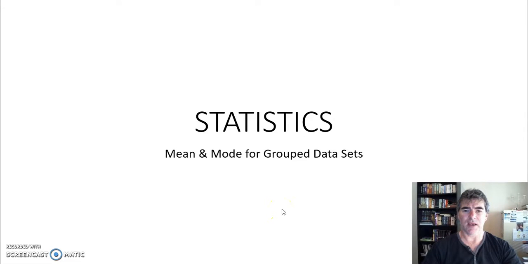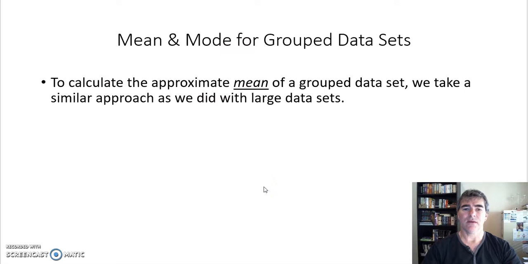In this lesson, we're going to again concentrate on group data sets and how to find both the mean and mode. So we'll start off with the mean first. And remember, the mean is the total of all the scores divided by the number of scores. But when we're looking at grouped data, we're going to find the approximate mean. It won't be the exact mean because we lose some of the actual values of the scores when we place them into a frequency distribution table.